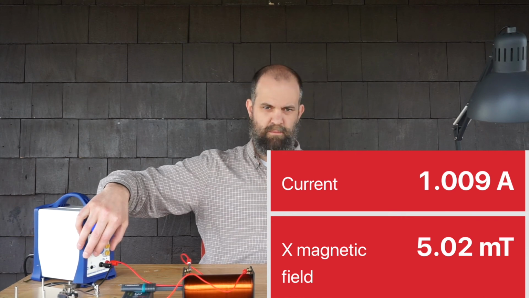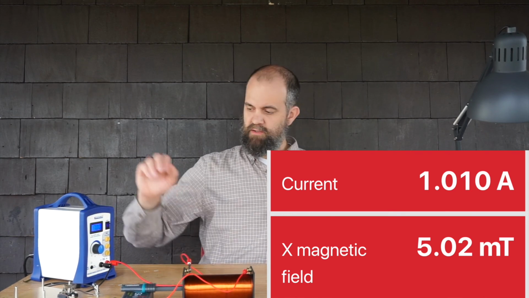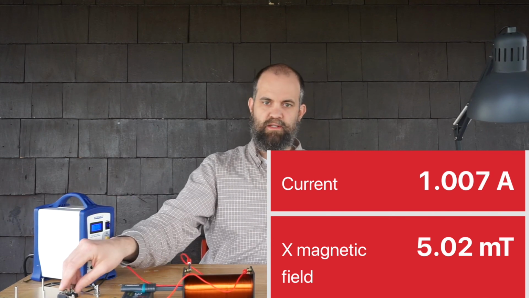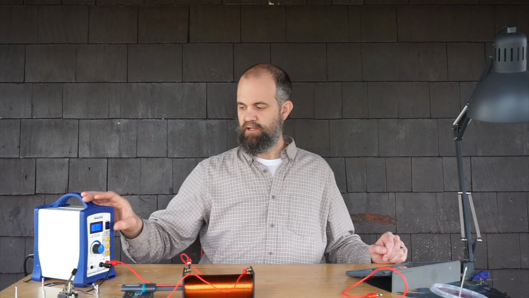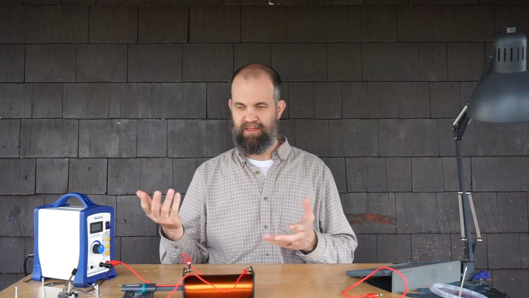You know, 1 amp is about as high as we can go with this current sensor. All right, so hopefully you're able to record a bunch of values there, and you'll be able to use those to generate your own graph and determine your own value for the vacuum permeability, mu naught, a fundamental constant of the universe. Combine that with epsilon naught, and you can calculate the speed of light. All right, enjoy.